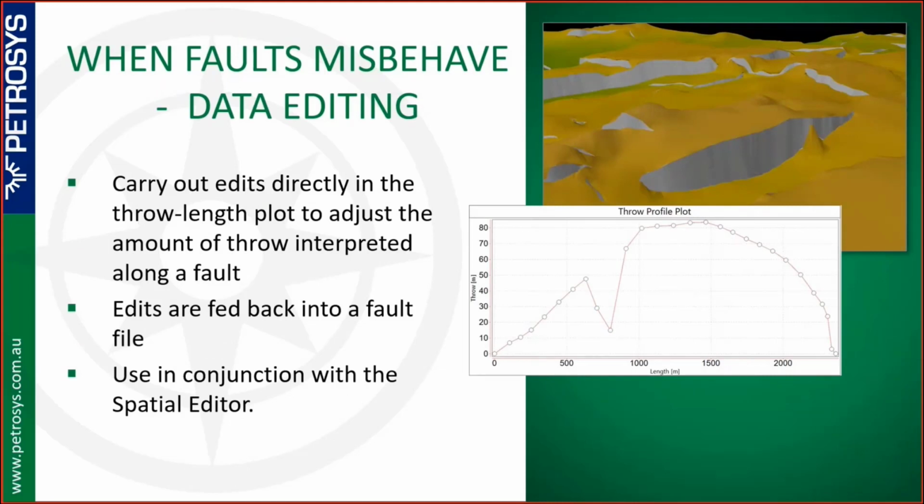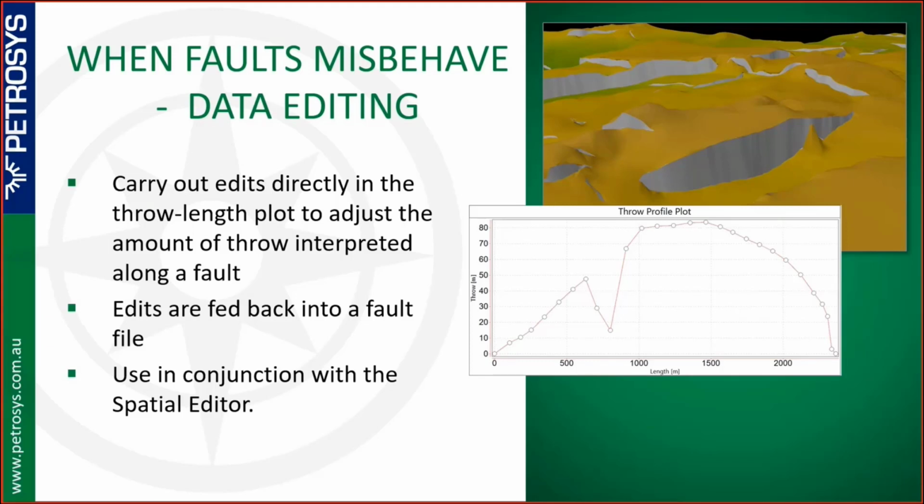Now, as I mentioned, we also have this capability within the plot itself that allows you to edit the geometry of the fault. So take this example here where we've got this throw profile and we've got a very sharp and sudden change within the fault. What you could do is combine this tool with the 3D viewer to check whether this is a realistic example of a fault geometry.